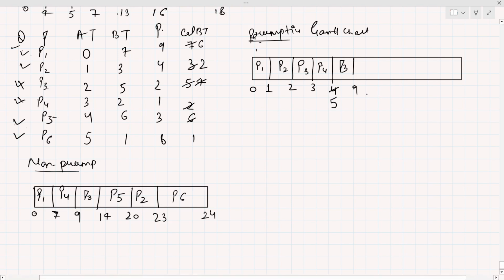So 9 and 6 become 15. So P5 is completed at 15. After that, P5 is completed.